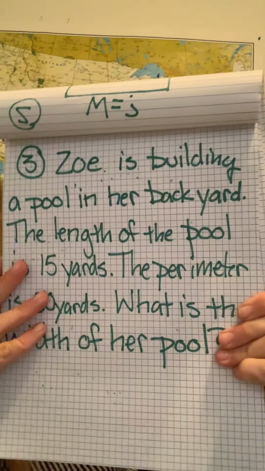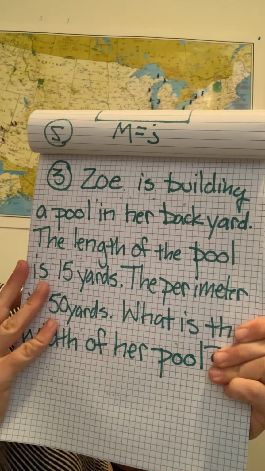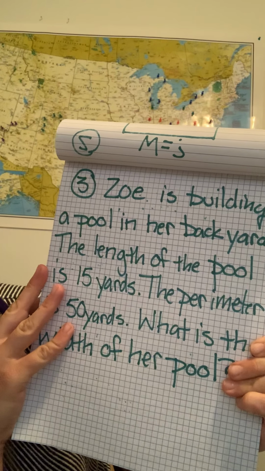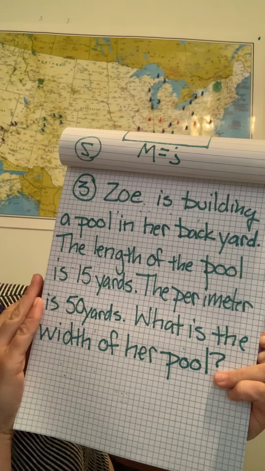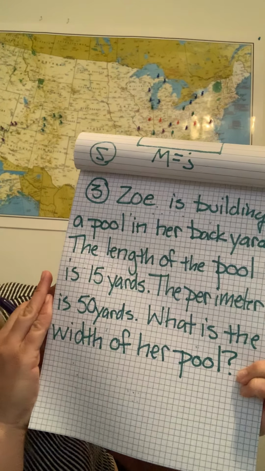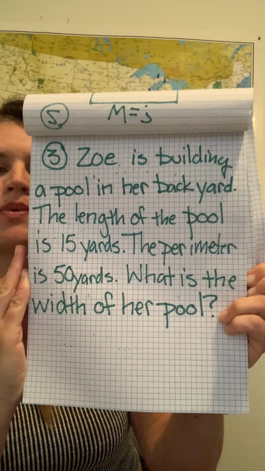So here it is. I'm going to read it to you. Zoe is building a pool in her backyard. The length of the pool is 15 yards. The perimeter is 50 yards. What is the width of her pool? Here's your 3 practice problems today.